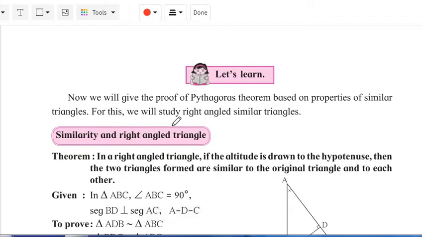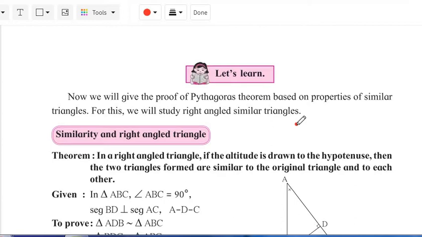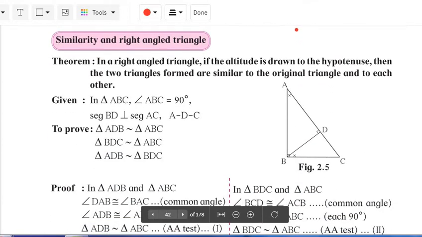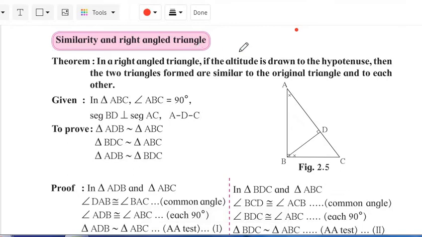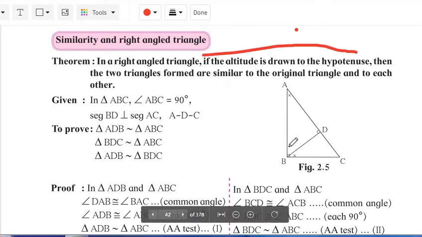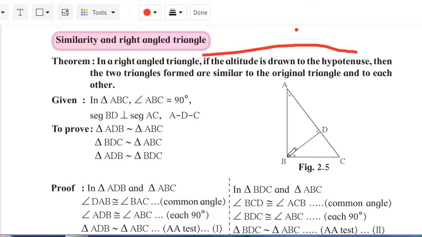Then the theorem on similarity in a right angle triangle. This is very important. See what the theorem is. In a right angle triangle, if the altitude is drawn to the hypotenuse, first, what is meant by altitude? The perpendicular drawn from a vertex to the opposite side is called an altitude. Then the two triangles formed are similar to the original triangle and to each other.